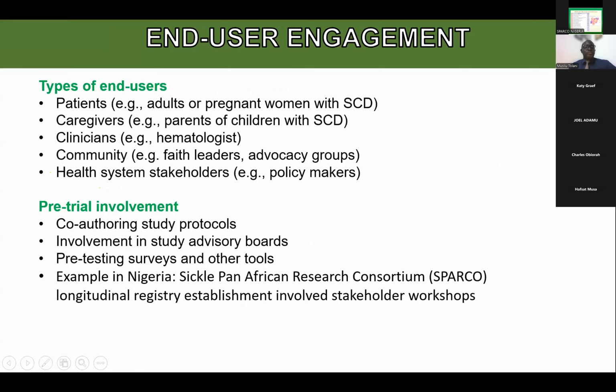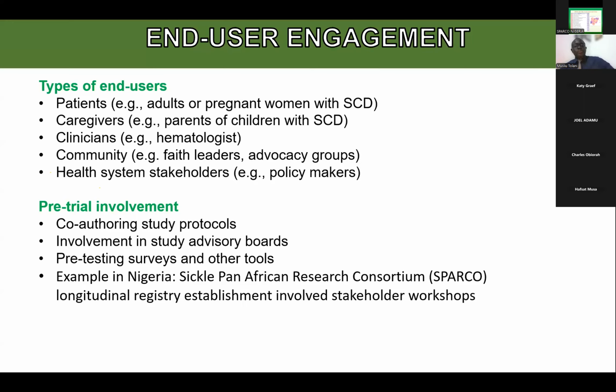But pretrial involvement is important, and part of the ways these end users can contribute to trials is by looking at the study protocols together and quartering it, and this applies mostly to clinicians and perhaps some health system stakeholders or community stakeholders. We can also involve advocates or even patients in study advisory boards, and patients or other participants can pre-test tools.